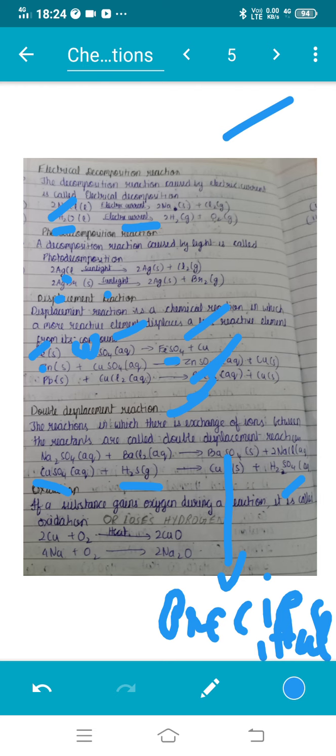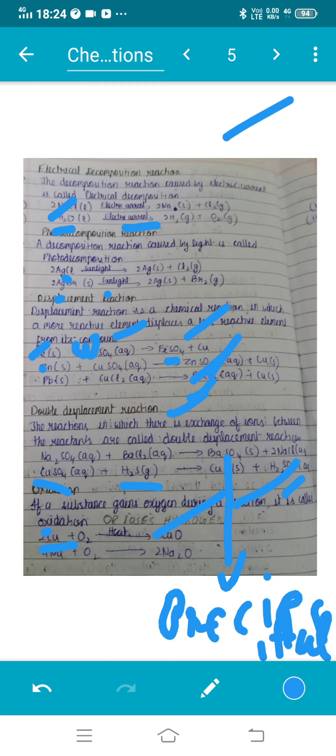The oxidation reaction: if a substance gains oxygen during a reaction, it is called oxidation, or if it loses hydrogen. For example, 2Cu plus O2 gives 2CuO. There is a gain of oxygen by the copper, so the copper is getting oxidized in this reaction. This is the oxidation reaction.